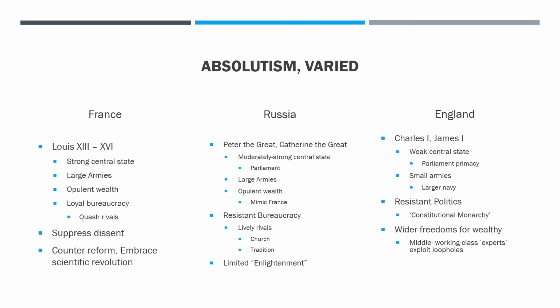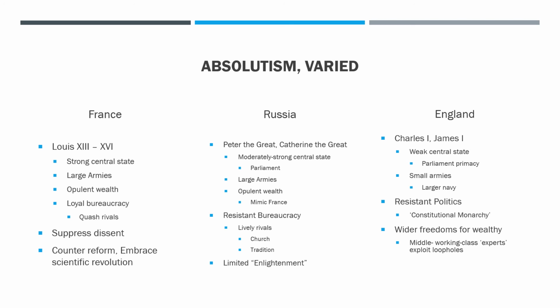Russia, somewhat absolutist, particularly under Peter the Great, and then later under Catherine the Great a century later, not related directly. Peter the Great and Catherine the Great were probably the two most dynamic monarchs of the 1700s. They established a moderately strong central state that did have an advisory body, basically a parliament, that could control some aspects of the government.